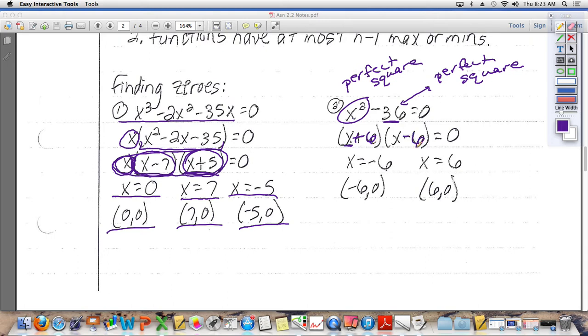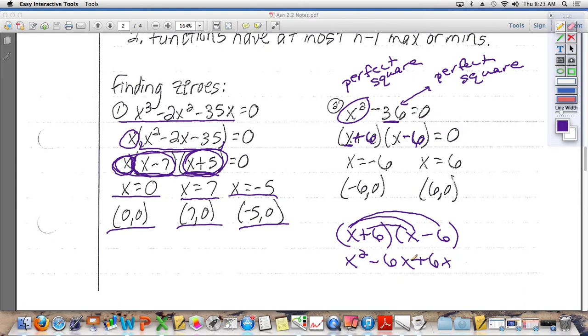And if you don't believe me, I can show you the math. Do you want me to show you the math? Yes. Okay. X plus 6 times x minus 6. Watch what happens. You multiply x times x, you get x squared. You multiply x times negative 6, you get negative 6x. Then you multiply 6 times x, you get a positive 6x. And then you multiply 6 times negative 6, you get negative 36. Negative 6x and a positive 6x cancel out. You're left with x squared minus 36.